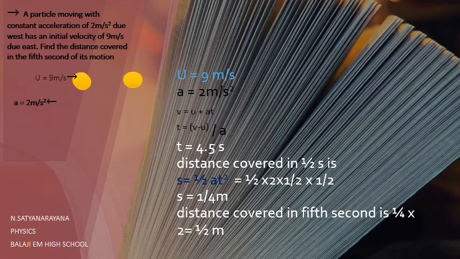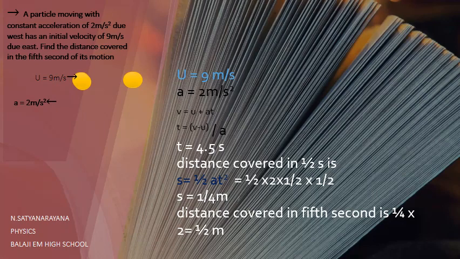But what we have to calculate is the fifth second. If you know how much distance is covered in half a second, then you can calculate the last second, isn't it? So here we will calculate for half a second. Distance covered in half a second, that means 4 to 5. In between 4 to 5, how much distance is covered in half a second?